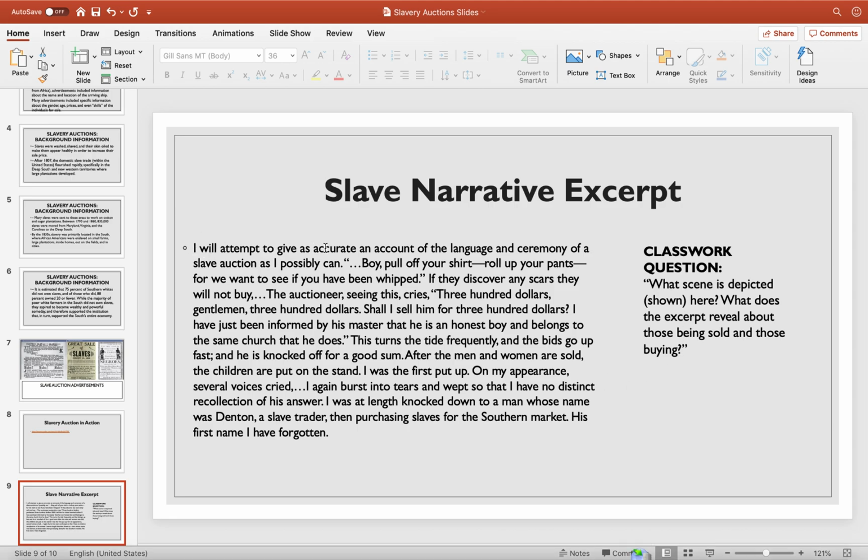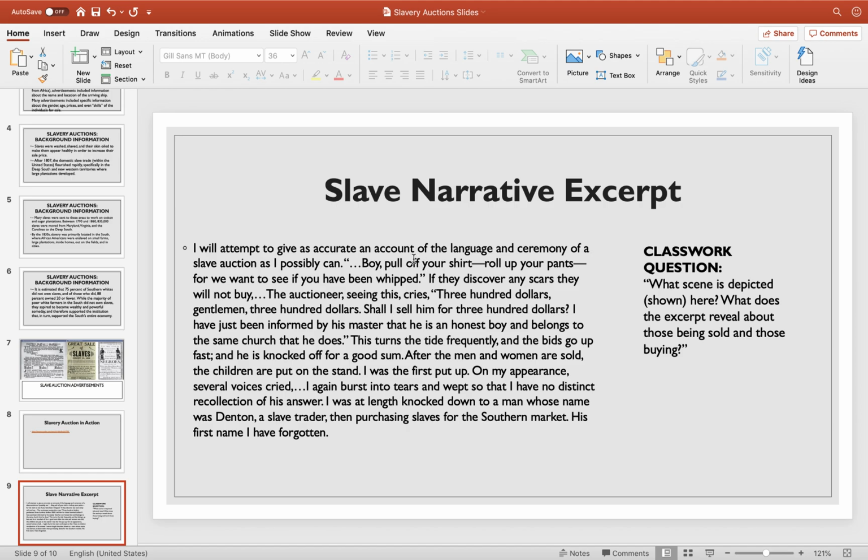I will attempt to give you as accurate an account of the language and ceremony of a slave auction as I possibly can. Boy, pull off your shirt, roll up your pants, for we want to see if you have been whipped. If they discover any scars, they will not buy. The auctioneer, seeing this, cries, $300, gentlemen, $300. Shall I sell him for $300?